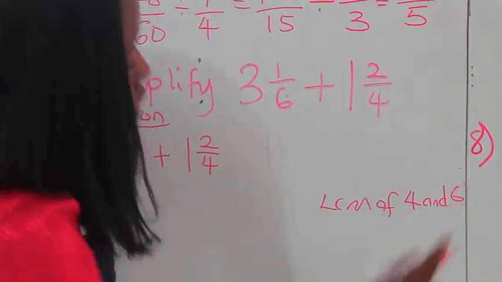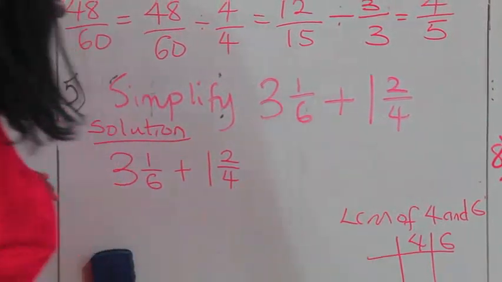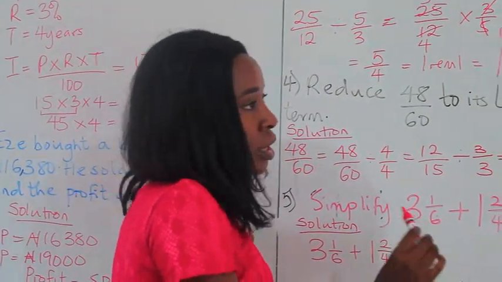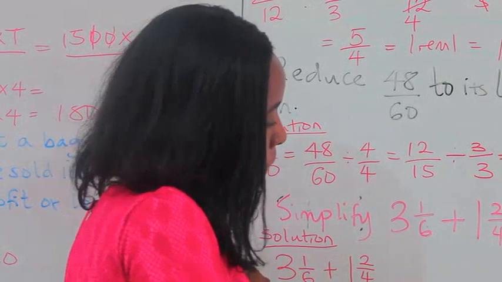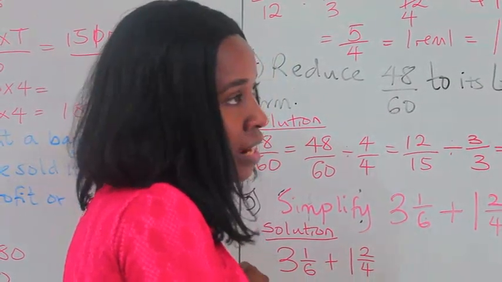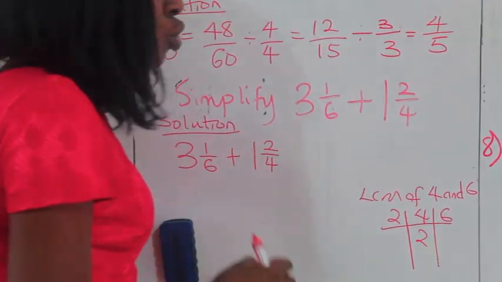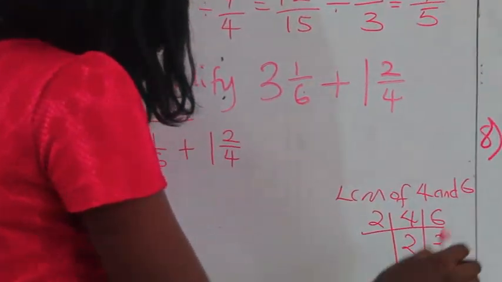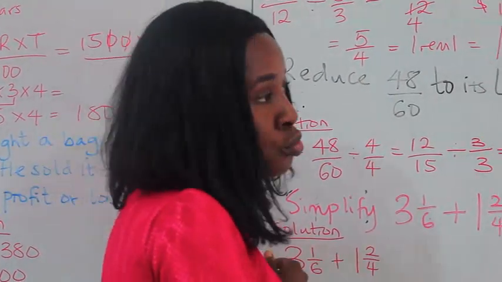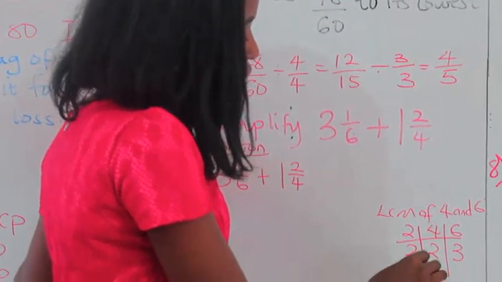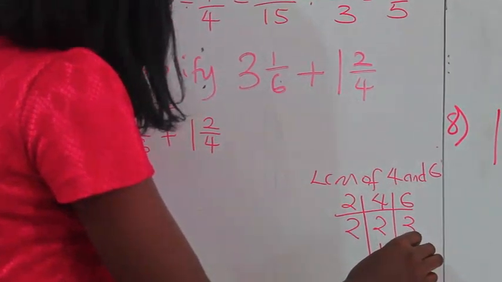I'm writing 4 first because 4 is smaller than 6. Now we're going to be using prime numbers to divide 4 and 6. The first prime number that can divide 4 and 6 is 2. 4 divided by 2 is equal to 2, and 6 divided by 2 is equal to 3. Here we have 2 and 3. There's no single prime number that can divide 2 and 3, so we'll use 2 again. 2 divided by 2 is equal to 1, and 3 cannot be divided by 2.